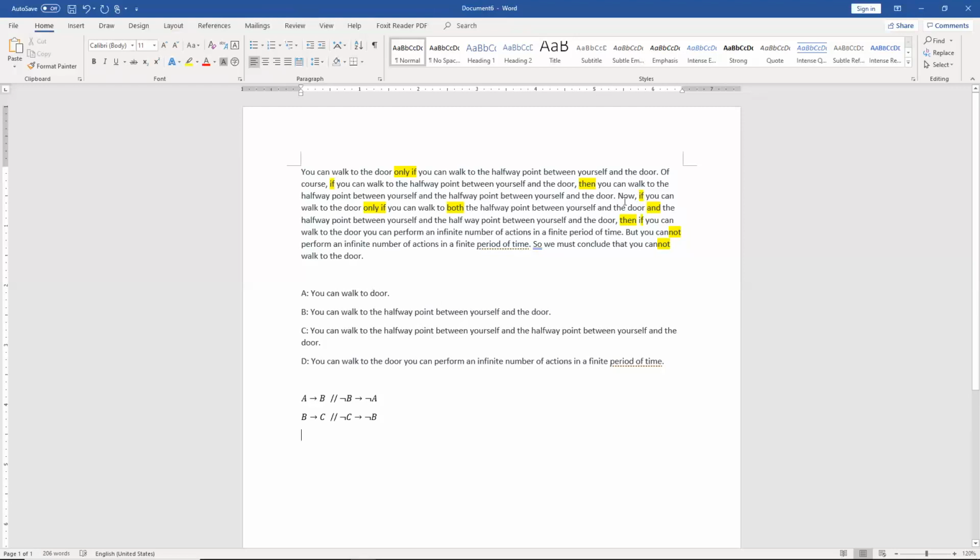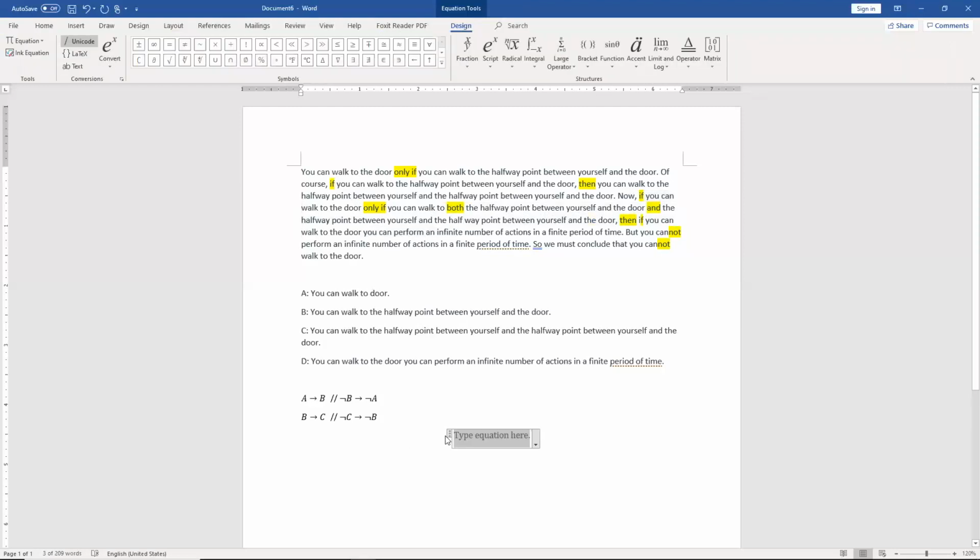Third sentence, this one's long. I'll do it bit by bit. So we have this, if you can walk to the door. You can walk to the door is A, so if you can walk to the door, something like this. If you can walk to the door only if, so only if tells us there's going to be something here on the right-hand side of this conditional. If you can walk to the door only if you can walk to both the halfway point between yourself and the door and the halfway point between yourself and the halfway point between yourself and the door. So that means that this is a conjunction in this only if. So it has, you can walk to the halfway point between yourself and the door, and you can walk to the halfway point between yourself and the halfway point between yourself and the door.